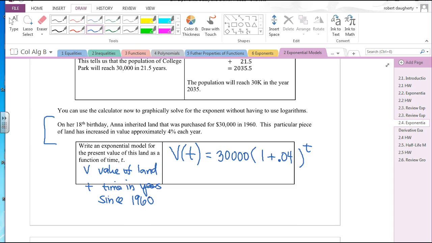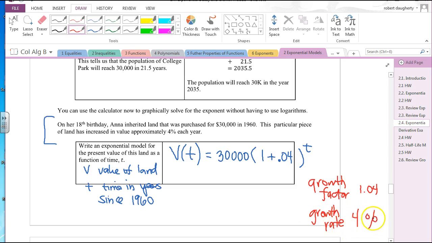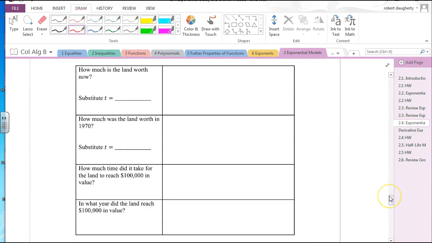4%. Okay, so in this case, just keep in mind that the growth factor is that number inside the parentheses, 1.04. The growth rate is always a percent. That is 4%. Okay, so this is the model for an initial investment of $30,000 growing at 4% per year, where the years are since 1960. Now it's going to probably ask me a few questions.